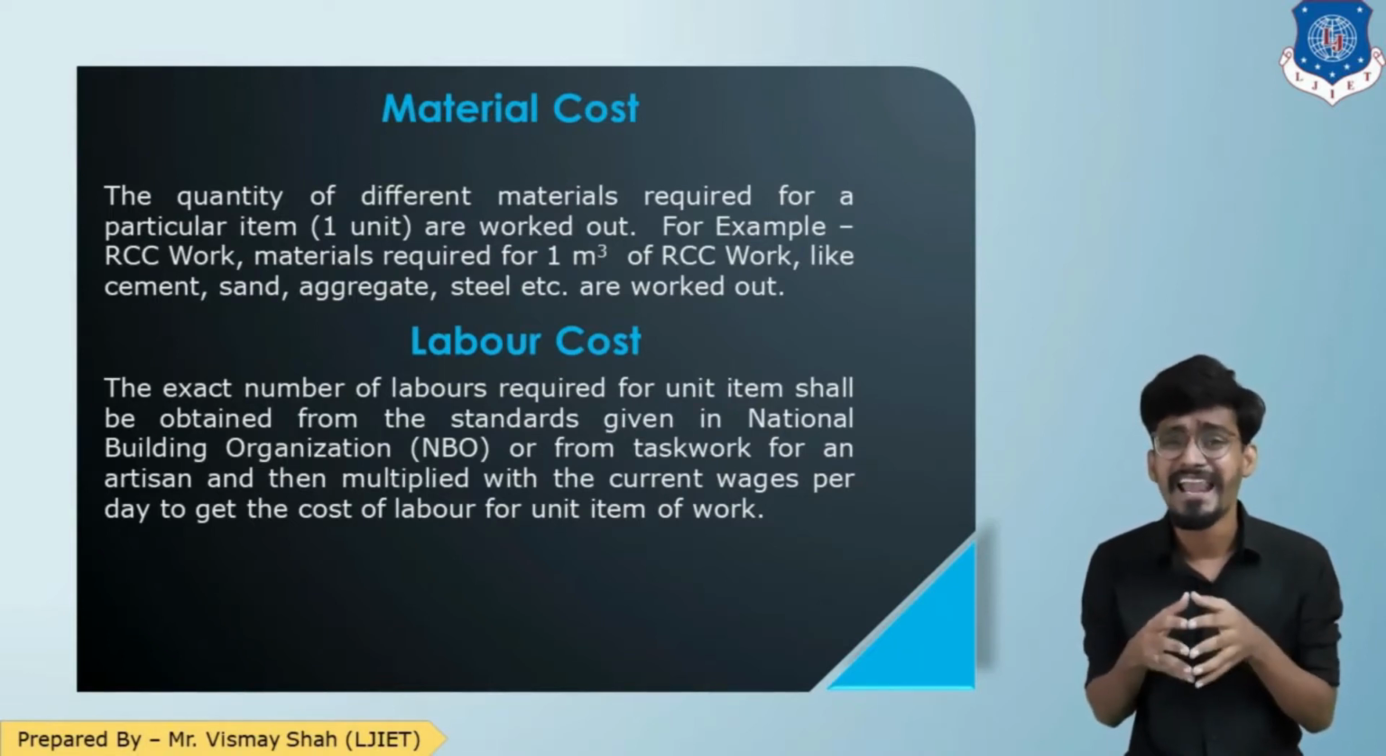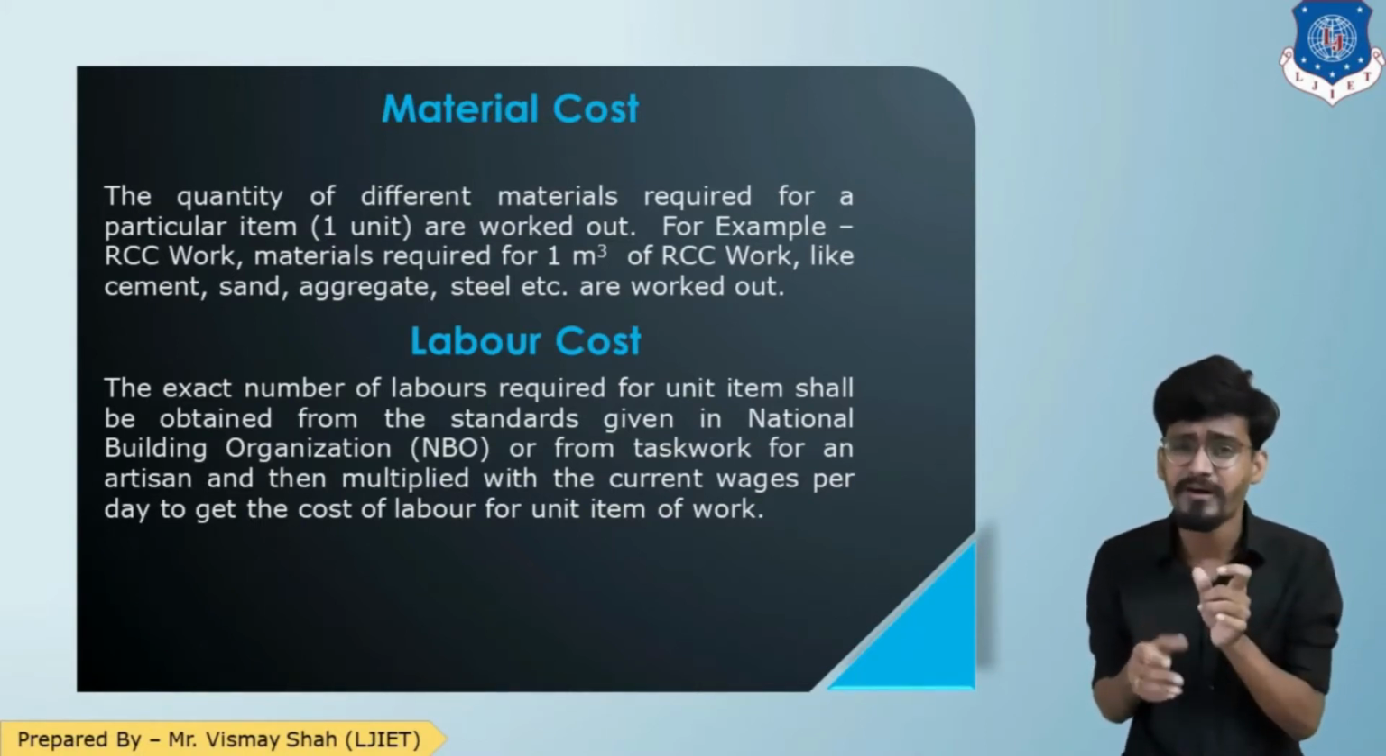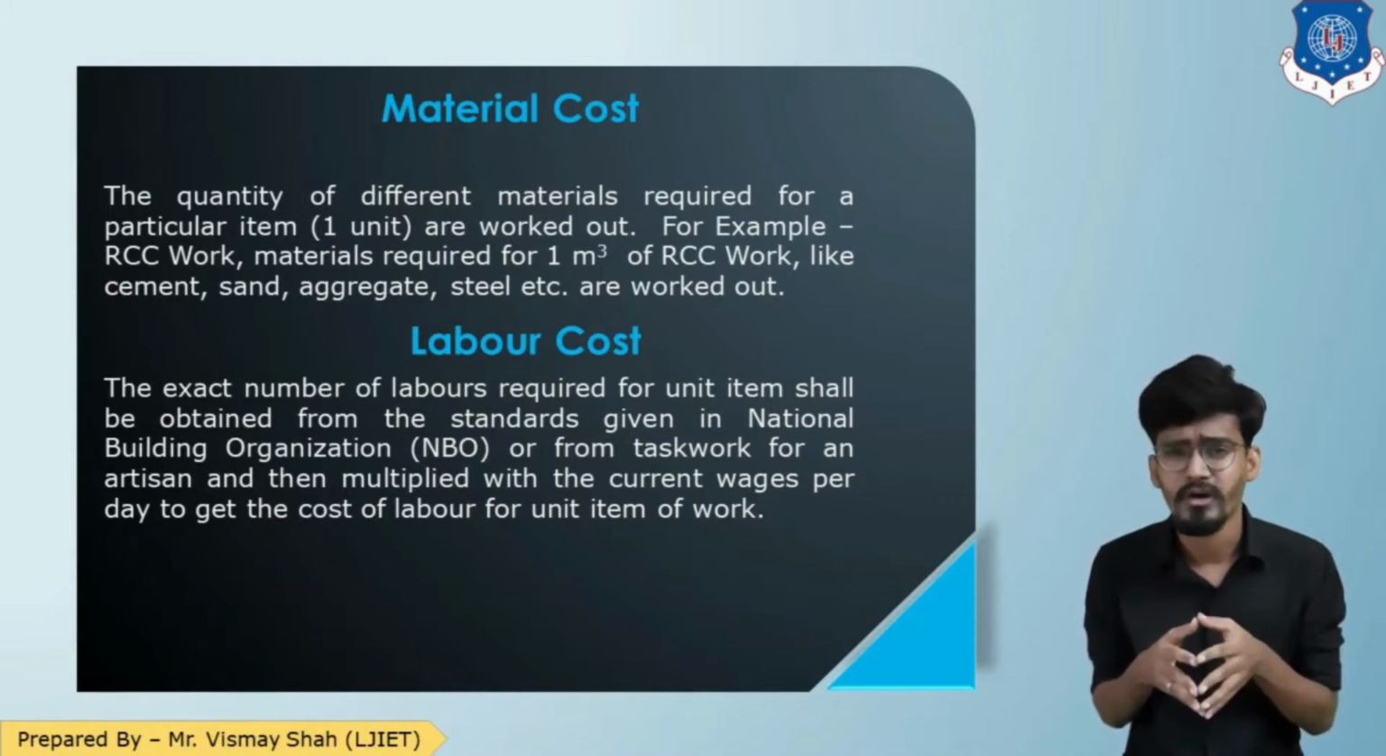The next is labor cost. The exact number of the labors required to do a particular item of work shall be obtained from the standards such as National Building Organization or from the task work of an artisan or the skilled labor. Then that number of laborers should be multiplied with their daily wages in order to get the labor cost.